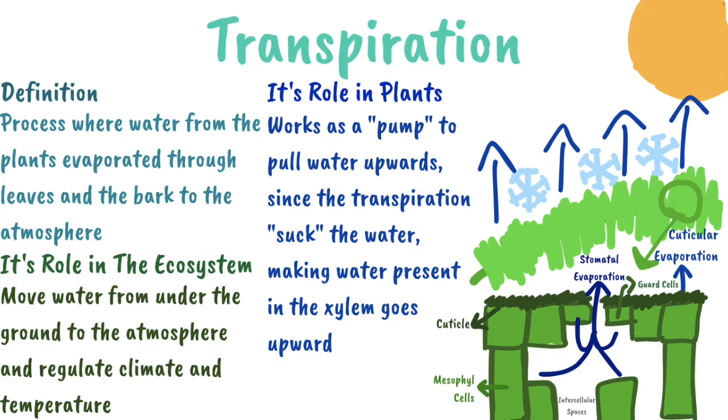Now, it has an important role in plants. First, it works as a pump to pull the water upwards, since transpiration sucks the water, making the water present in the xylem go upward. Also, it has an important role in the ecosystem. They move water from under the ground to the atmosphere. They also help regulate climate and temperature.